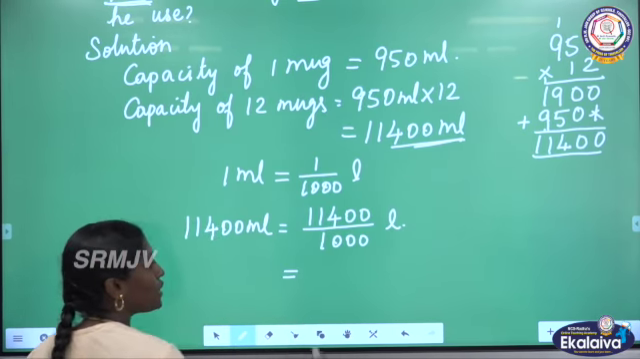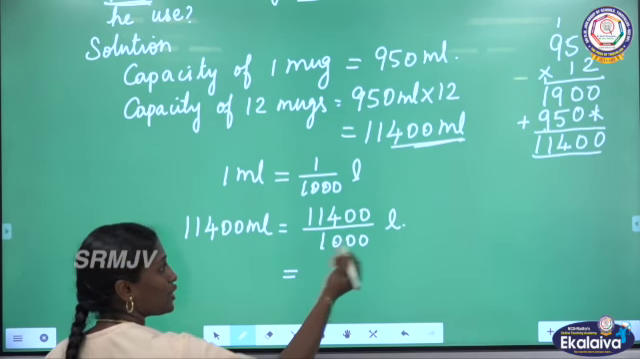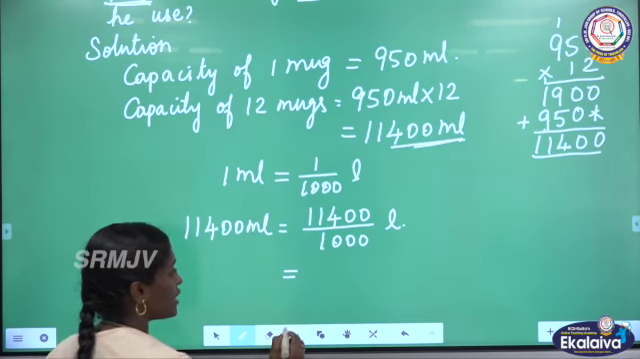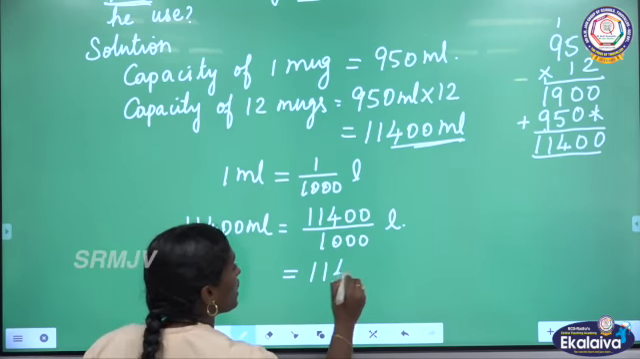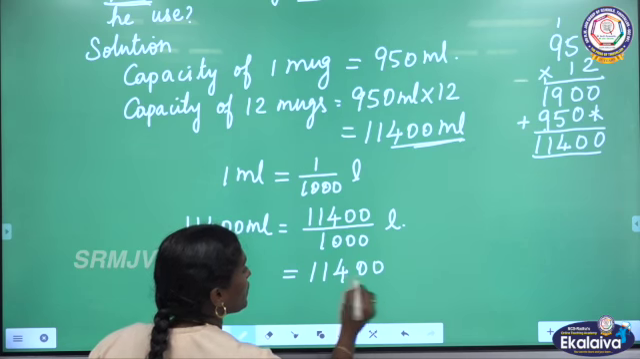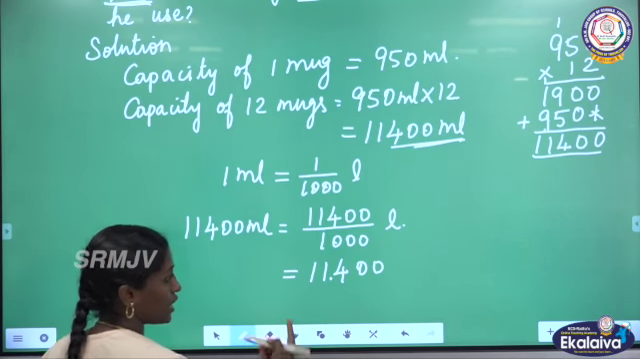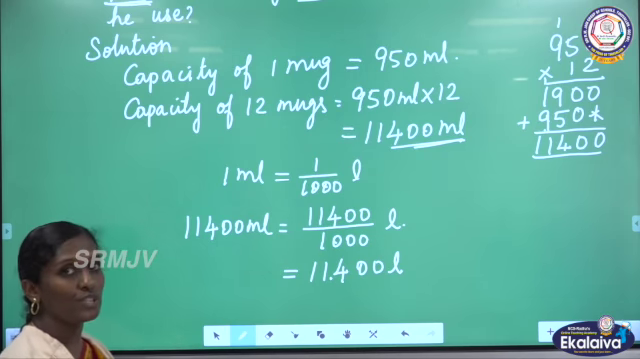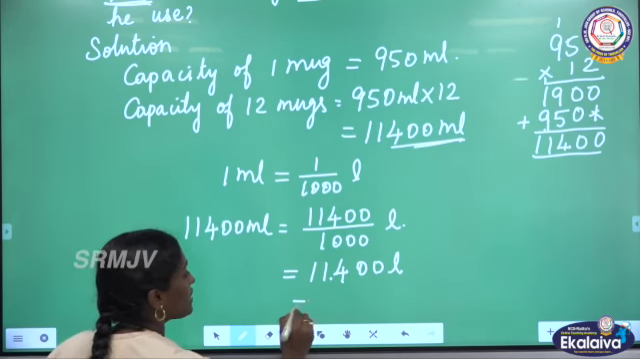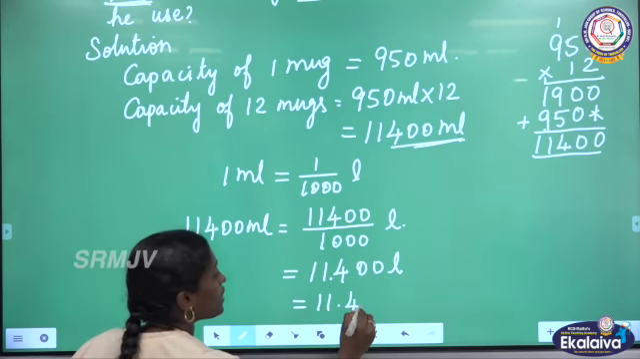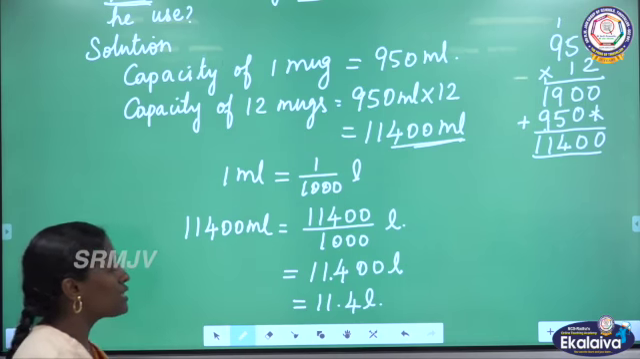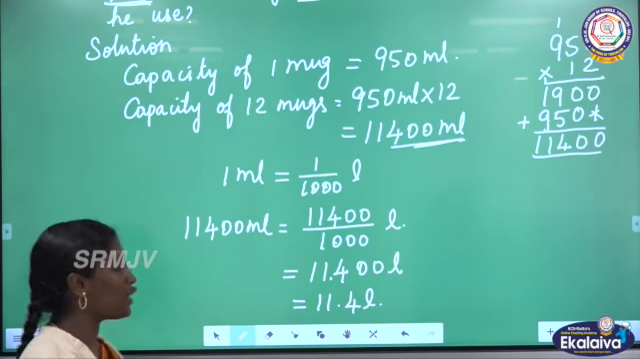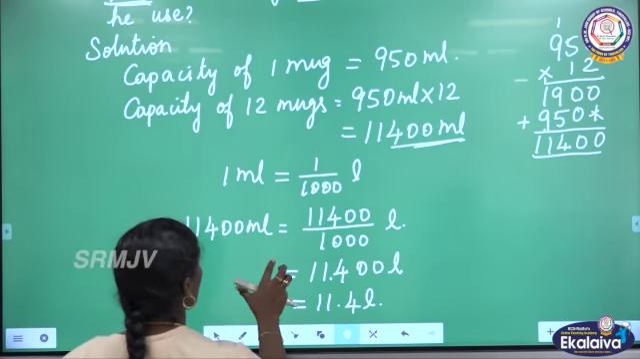Now we have to keep the decimal point. Here 3 zeros are there. So we need 3 decimal places. So 11,400. From the last, before 3 digits, we have to keep the decimal point. Then that is 11.400 liter. We can write as 11.4 liter. This is the capacity of water he used. Is it clear?